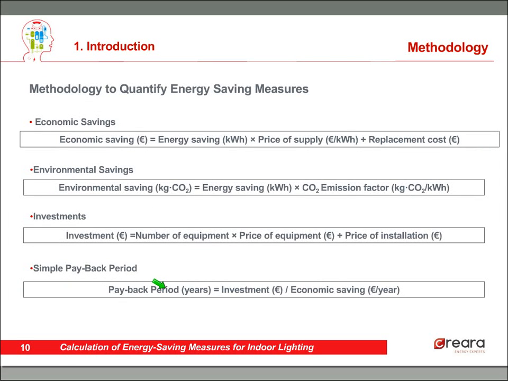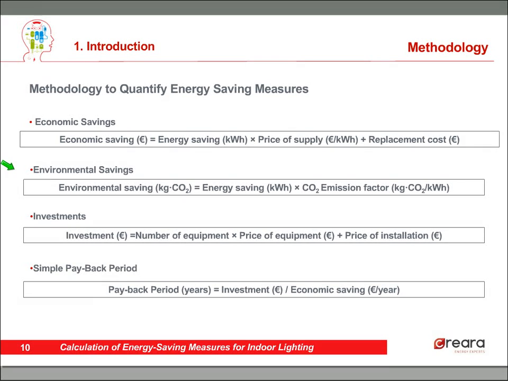Okay, moving on with the methodology, we have seen the energy savings calculation methodology. Once we know the energy saving, we can calculate the economic savings. The economic savings, as we can see in this first formula, is the energy saving in kilowatt hours times the price of supply, in euros per kilowatt hour. And we can or cannot consider the replacement cost. Sometimes we consider it, sometimes we don't. We're going to study this with further detail later.